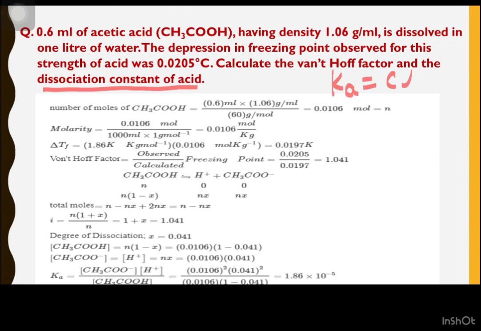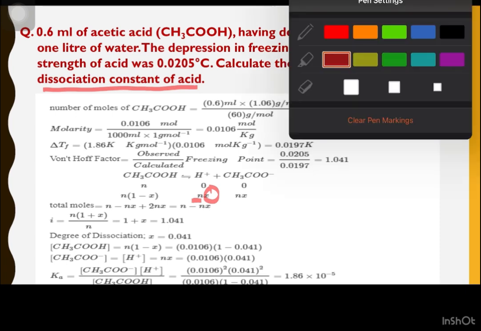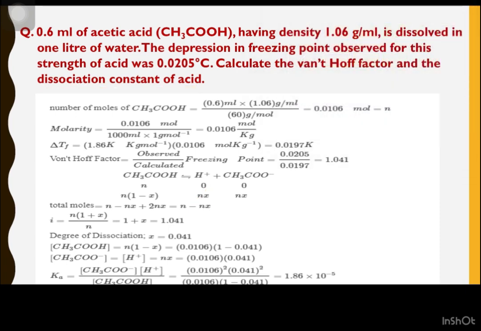So Ka is C alpha square by 1 minus alpha, where alpha is the degree of dissociation or association in a particular question, that we are taking as x here. And C, concentration, is represented as n here, number of moles. So first of all, number of moles is calculated and it is converted to molality, not molarity. It has to be small m, molality. That will be the number of moles of solute calculated here, divided by the kilograms of solvent, which is 1 liter water. That means 1 kg water. So it is coming out to be 0.0106 moles per kg.